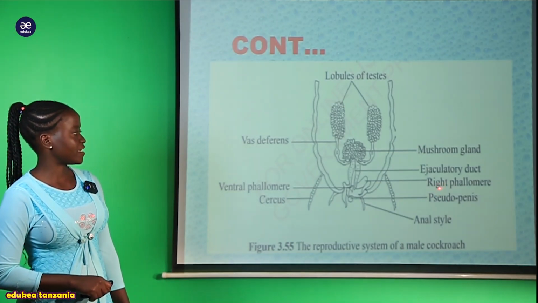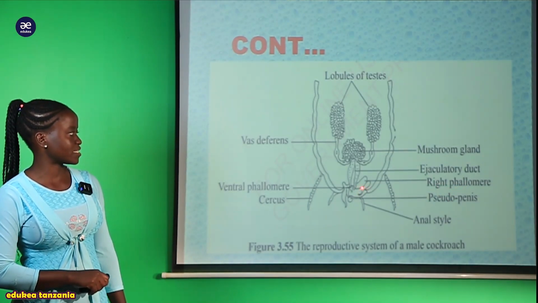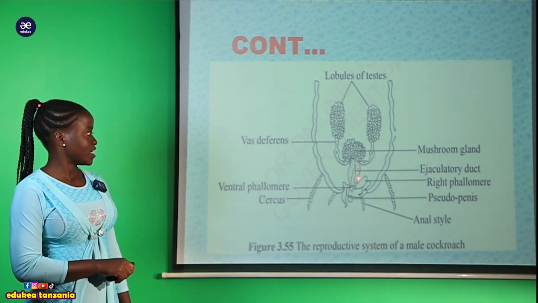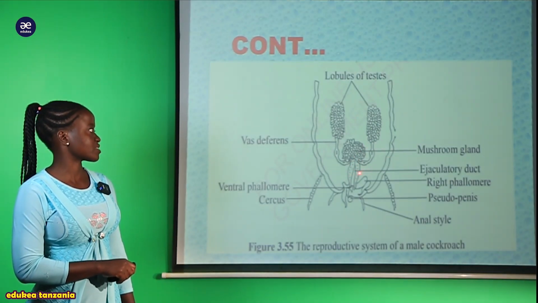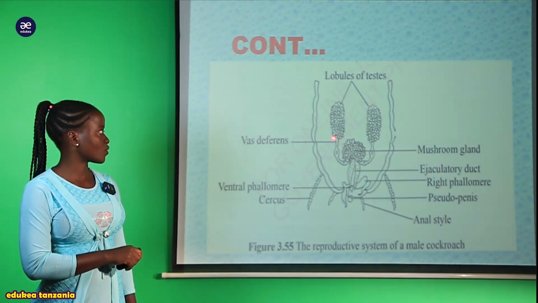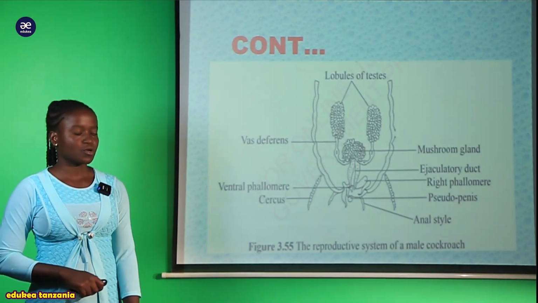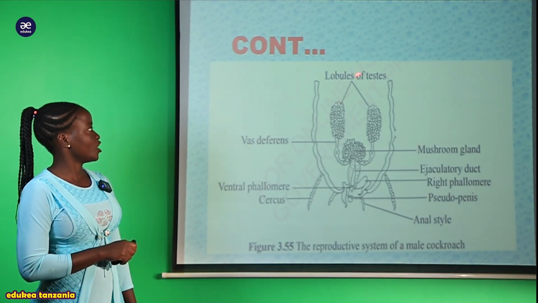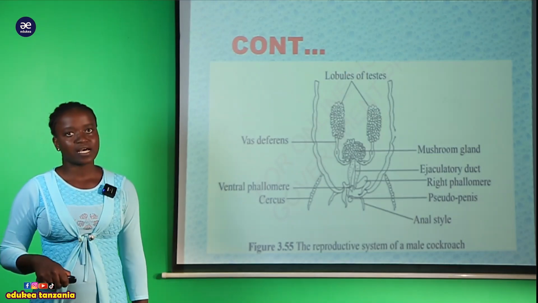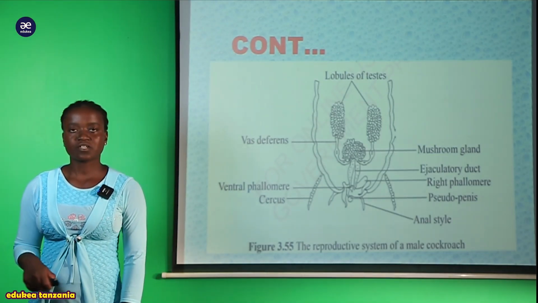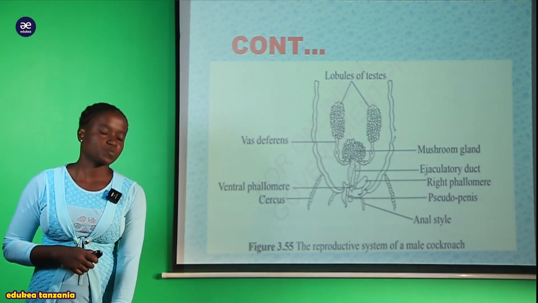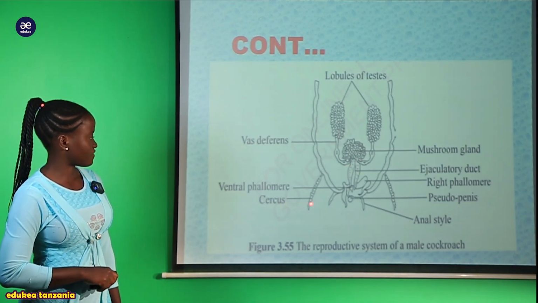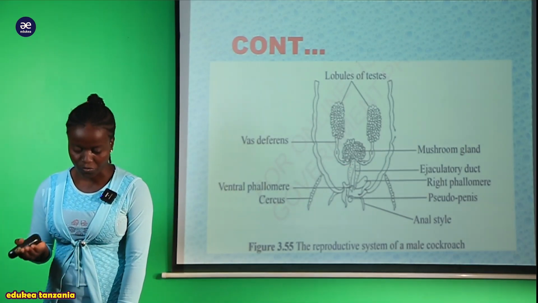And also we have the right phallomeres. Now you can see this one is the right phallomeres. Also we have the ventral phallomeres. We have the ejaculatory duct. This ejaculatory duct is responsible for passing the sperm from the vasa deferentia to the pseudopenis. And also we have the mushroom glands, which also have their own function. We have these lobules of the testes. These are what we call the testes, or lobules of the testes, responsible for production of the sperm. And also we have the vasa deferentia, which is only for the passage of the sperm. And also we have the caeca, which also has different functions.